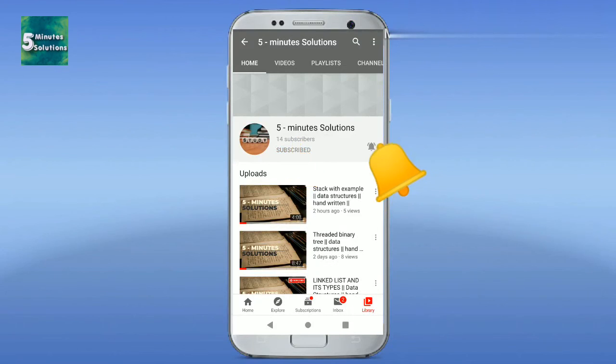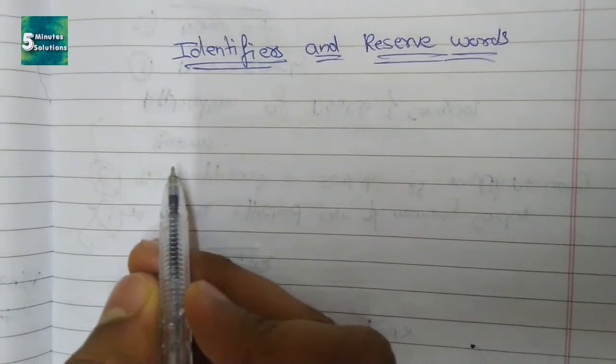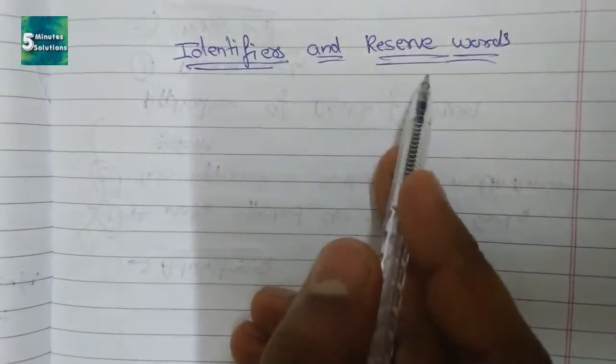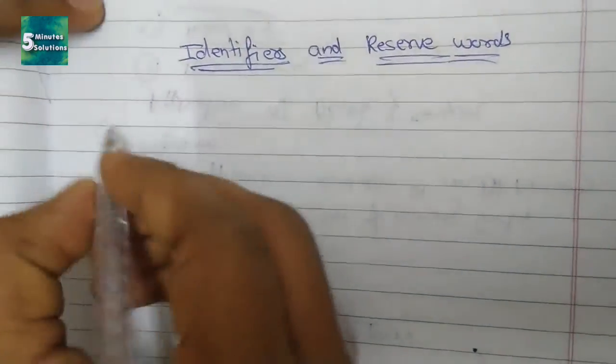Good morning guys, welcome to 5 minute solutions. Today's topic is identifiers and reserved words in Python. First of all, identifiers.